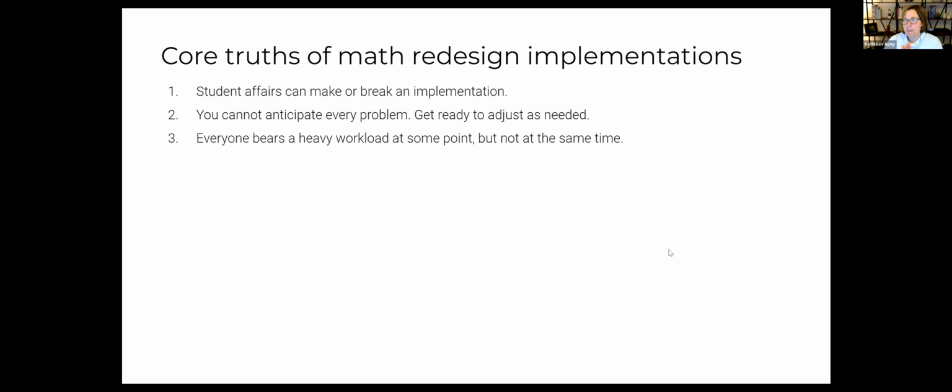This is a big one. And I see a lot of resentment that happens at colleges. So I want everyone to be aware of this. Everyone will have to bear a heavy workload at some point when you make a math redesign change, but it will not all be at the same time. Like one of my colleges that I'm working with, their student affairs, they had a lot to do for a couple of months. They've almost got their piece. Everything's almost where it needs to be. There's still a few items that we're working on, but it's slowed down a little bit.